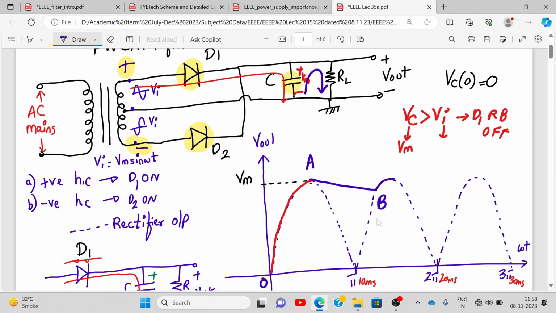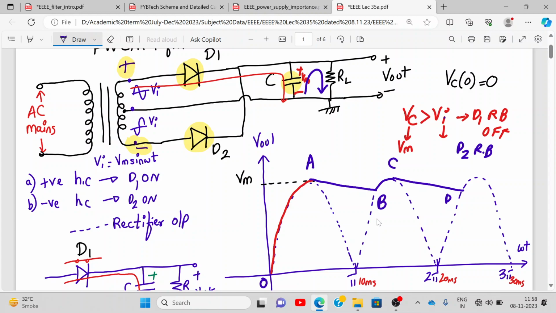The anode voltage of the diode D2 is lesser than the cathode voltage. Again, if Vc is greater than Vi, then diode D2 will be off after point C, let's say. So after point C, diode D2 becomes off and the capacitor again discharges via RL. The discharging rate will be the same now, and this will continue till D.